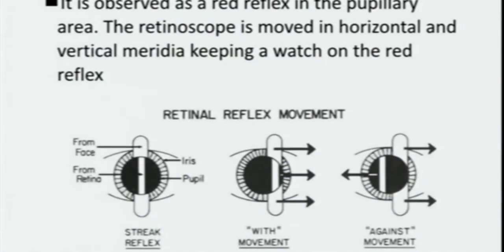Okay, so the reflex, what you're going to see there, I'll show you a video. When you do the retinoscopy, you can see the reflex moving. You can change the slit axis in any direction, and there you observe the movement of the reflex inside. Now, if the image falls behind the patient or behind the observer, it is going to be with movement. If it falls between the observer and the patient, it is going to be against movement. And if the image falls at the observer, there will be no movement. That will be the neutralization point. So this is the basic principle of the movement of reflex.